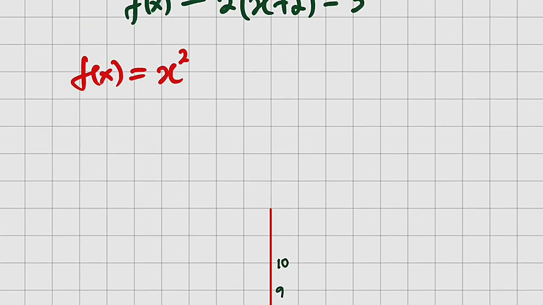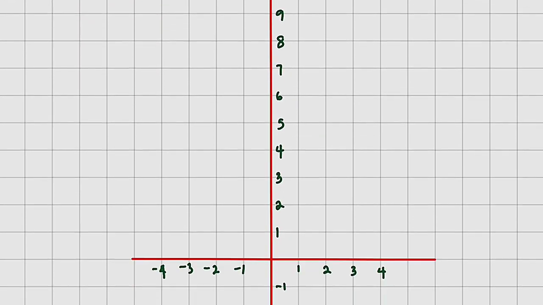So if x is 0, what does this mean? We are looking for the corresponding value of y. Remember that this is y equal to x squared. So what happens if x is 0? We have 0 squared, which is 0. It means that both x and y are equal to 0. So we have an origin here. We have a point right here.